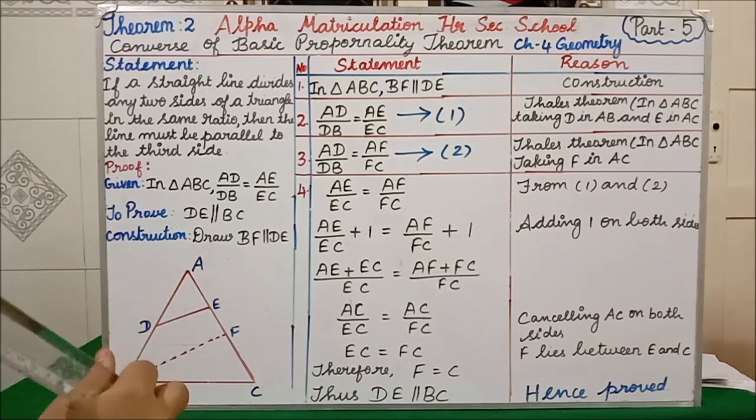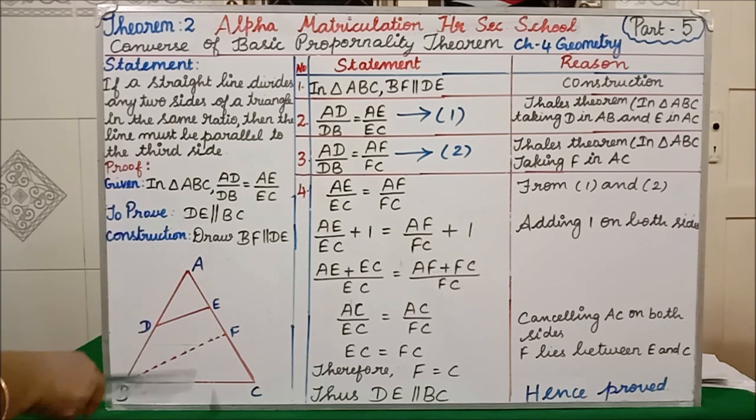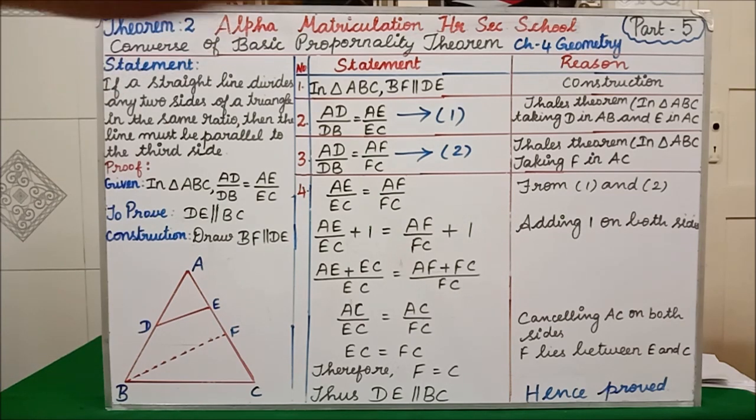But in the converse part, they have given that the corresponding sides divide in the same ratio. What are they asking now? They are asking DE is parallel to BC. Which means, in the converse part, we are going to see the reverse format of the basic proportionality theorem. Clear, students, all of you? Okay, now we will see the proof.